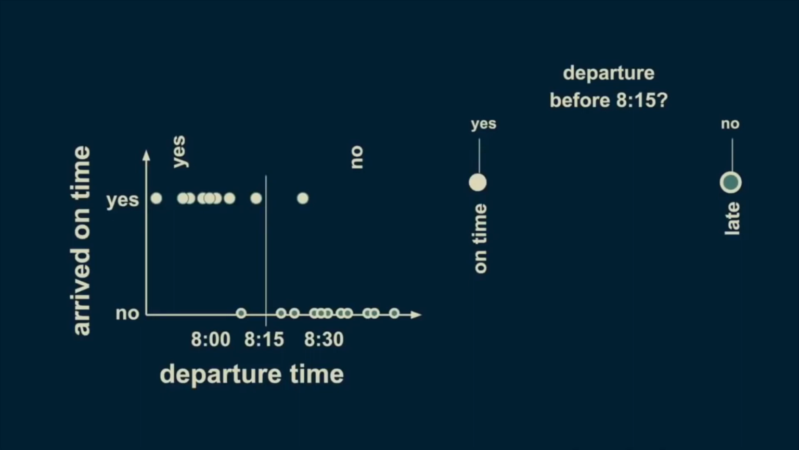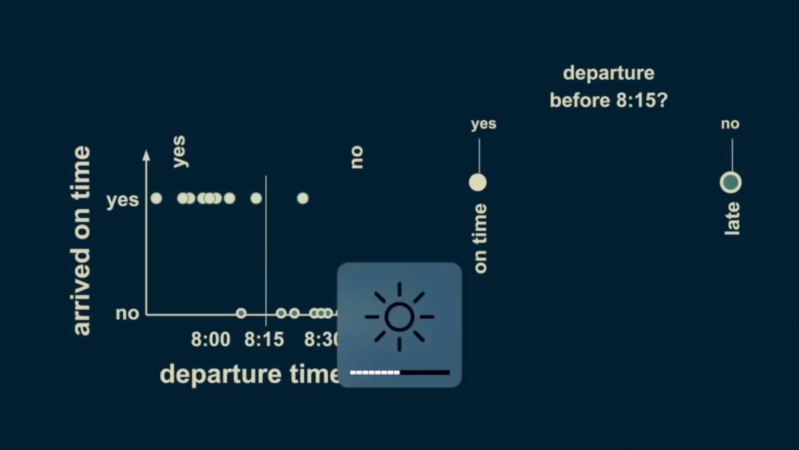Placing this decision boundary divides the data up into two groups. And although there are some stragglers and exceptions, the overall pattern is captured by placing this decision boundary at 8:15. If you depart before 8:15, you can be reasonably sure of getting to work on time. And if you depart after 8:15, you can be reasonably sure of being late. This is the simplest decision tree possible, a single branch.